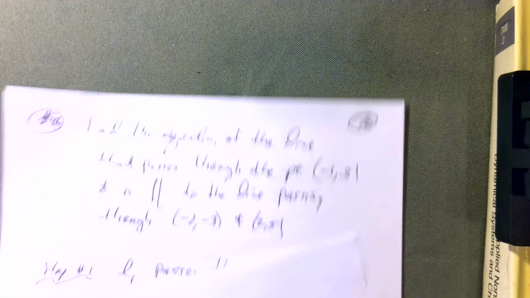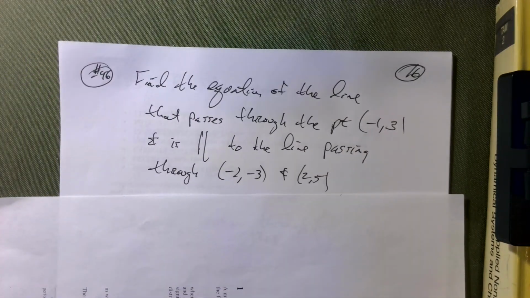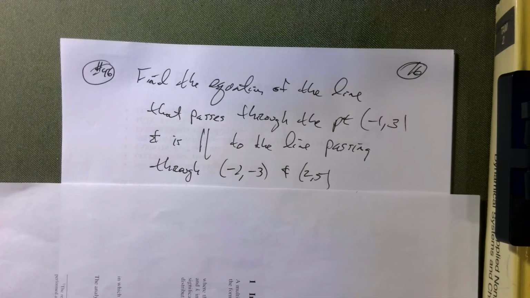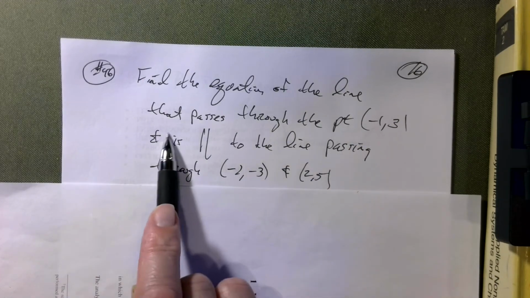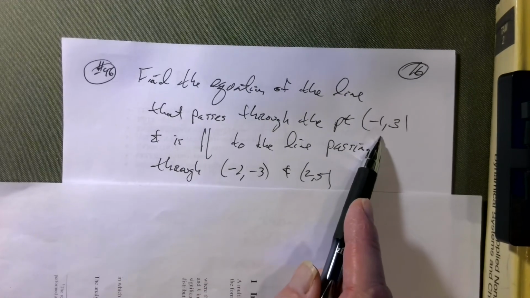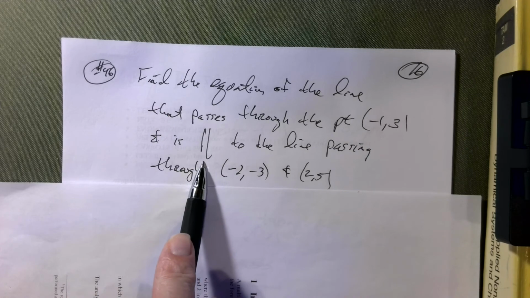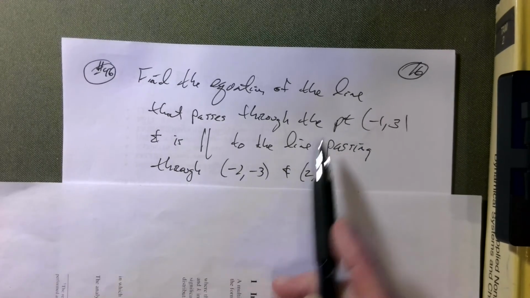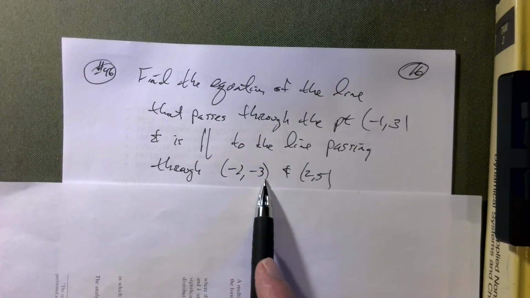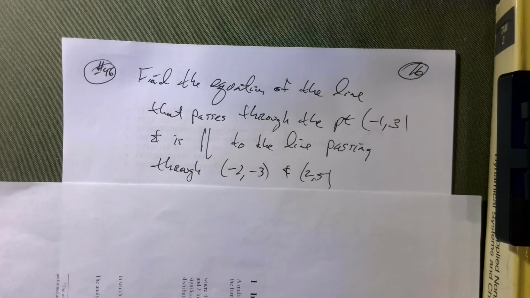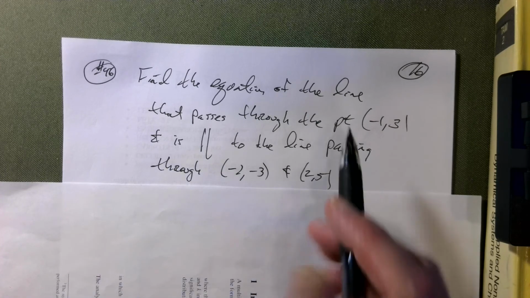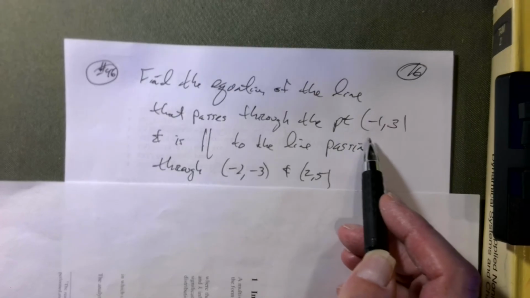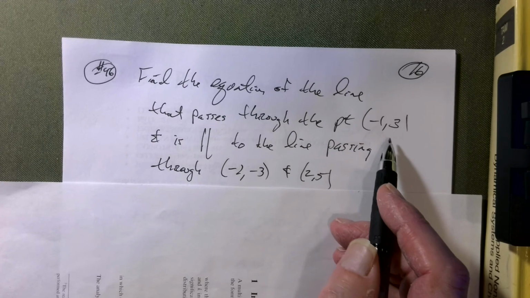Okay, suppose I want to find, this is number 46, the equation of the line that passes through this point, and it's parallel to the line passing through these two points. Okay, how do I do that? Well, we're going to have to use the point-slope form. And I have the point that it passes through, but I don't have the slope.